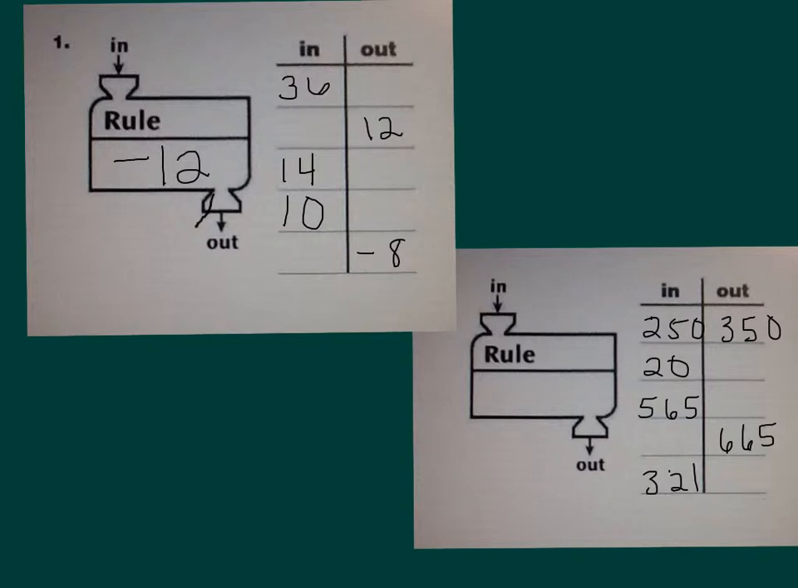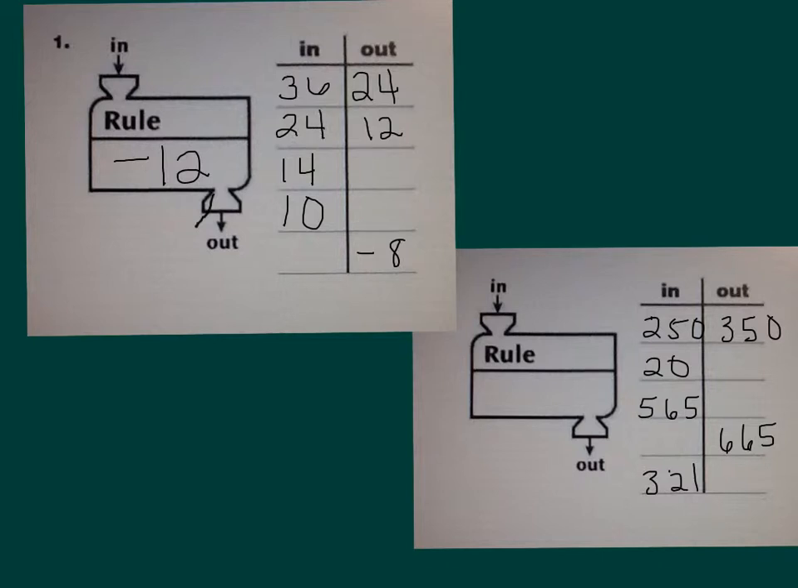Let's try a couple more examples. This first one, my rule is negative 12 or minus 12. So if I put the number 36 into my What's My Rule box, what number would come out? 36 minus 12 equals 24. When you already have the out, pretend like it goes in backwards, and now we need to do the opposite. The opposite of subtracting 12 is adding 12. Adding 12 to 12 gives us 24.